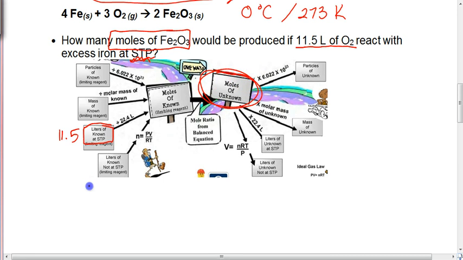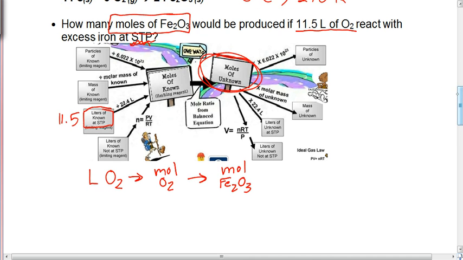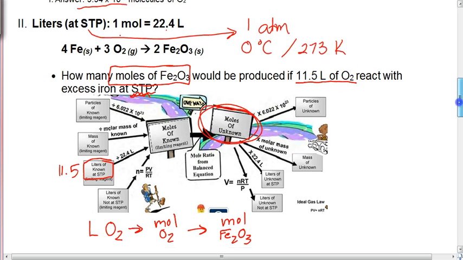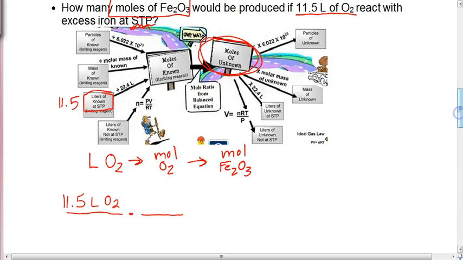We're just going to go from liters of O2 to moles of O2 to moles of Fe2O3. So it's only 2 steps. This will be really easy. So we'll start with our 11.5 liters of oxygen that we were given. And to go from liters to moles, we know that 1 mole is 22.4 liters.